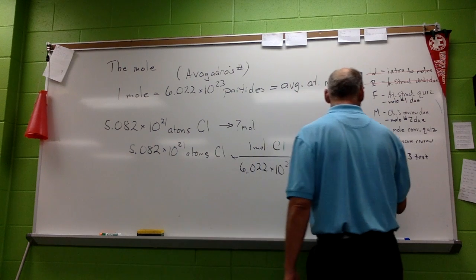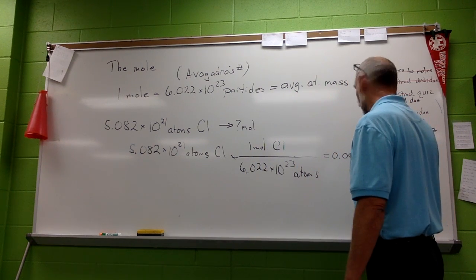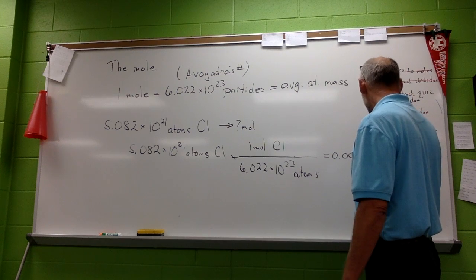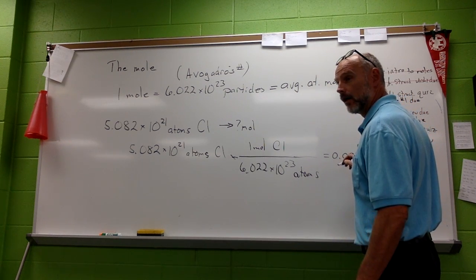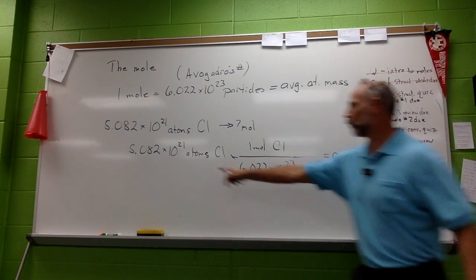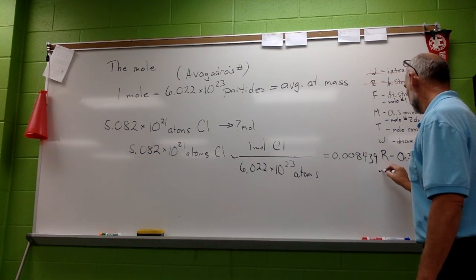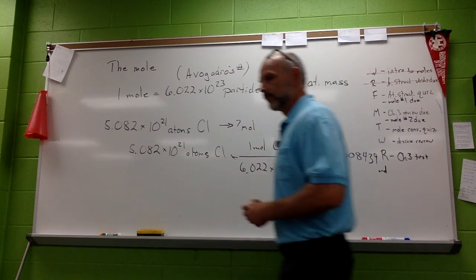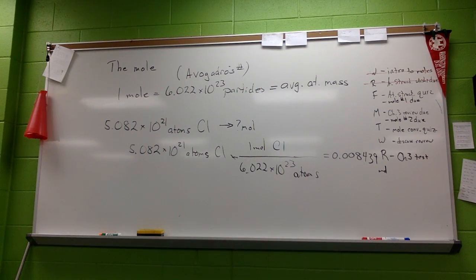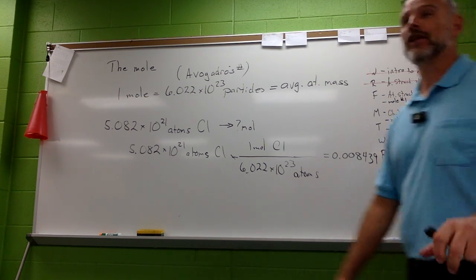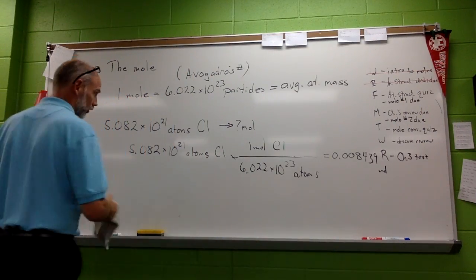0.008439. Okay, we're good, because we have 4 significant figures in our value over here, and 4 significant figures here in moles. There you go. Okay, so was our estimate of 0.008-ish pretty good? Yes. You guys need to know your decimal equivalents of fractions.